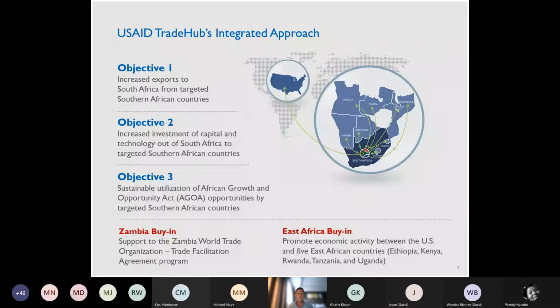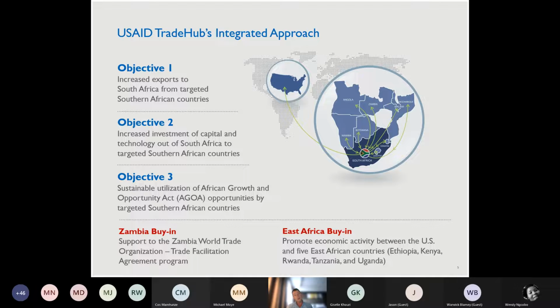So the project has 3 main objectives. One is for regional markets within Southern Africa to export more produce to South Africa, with the intention of selling to South Africa and, where possible, to export beyond South Africa into the US. Objective number 2 is to support increased investment from South Africa into regional Southern African countries.